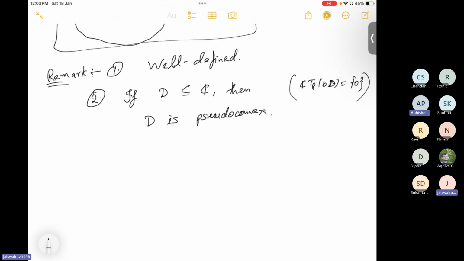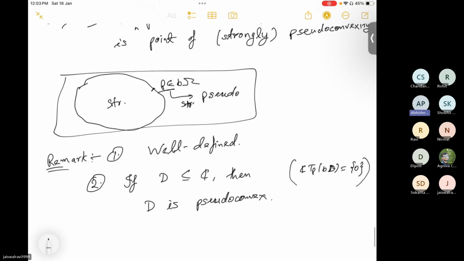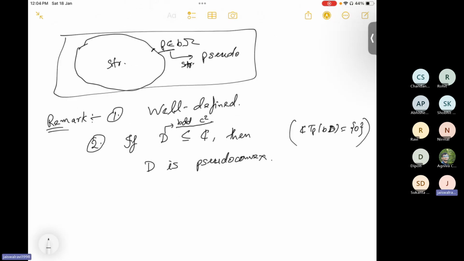Ravi, just a small thing: here you mean D is a bounded C2 smooth domain, right? Yeah, whenever I say domain, it is understood to be bounded C2. So that means these are pseudo-convex.